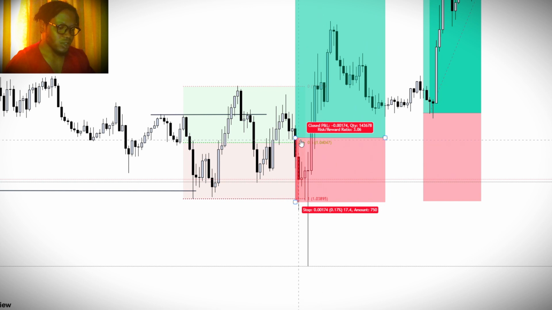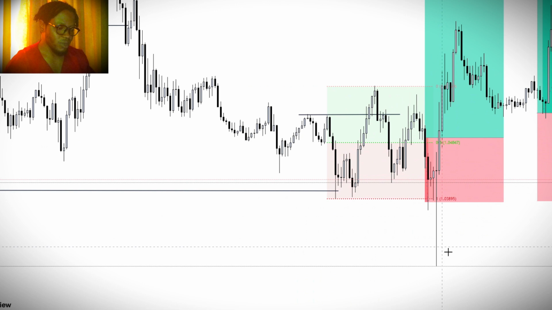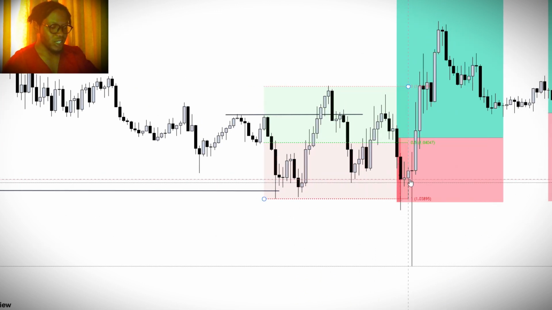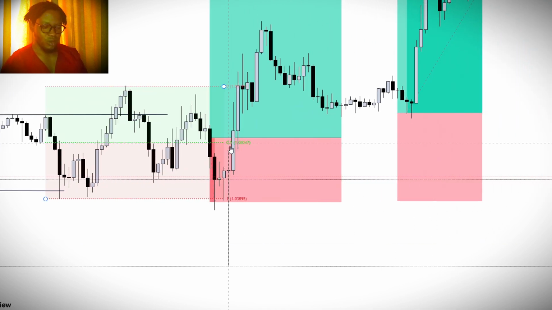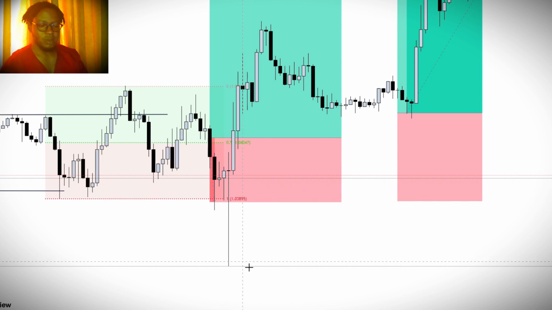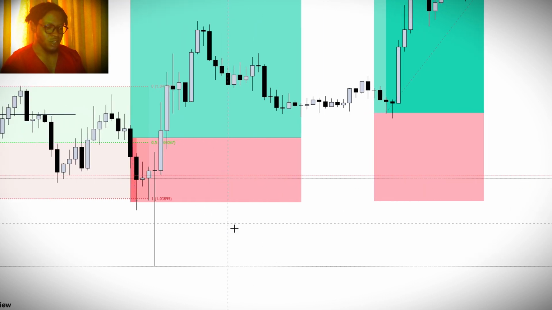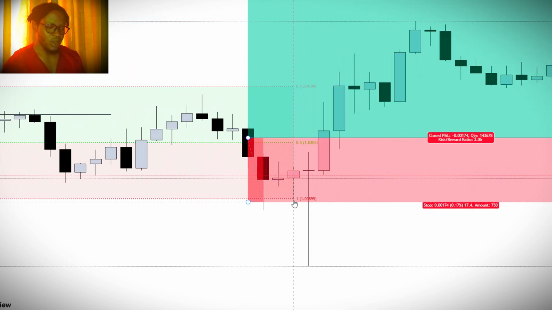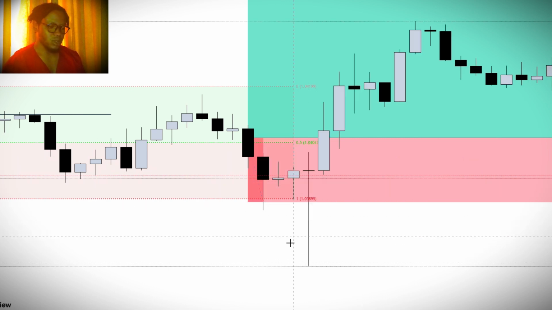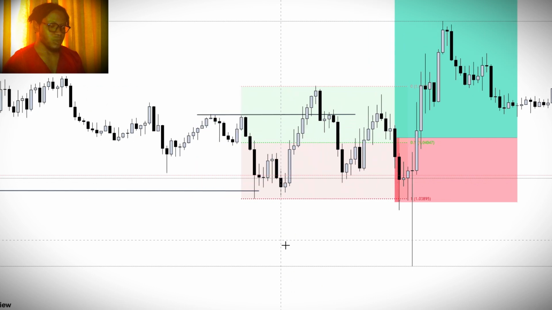So I entered at this point, and immediately, look at what price did. Price came piercing below my stop loss. Anytime you have something like this, take note. It is mostly manipulation in the market by smart money. You can see this long wick candlestick here piercing below, stopping me out. It's manipulation, guys. So take notes.